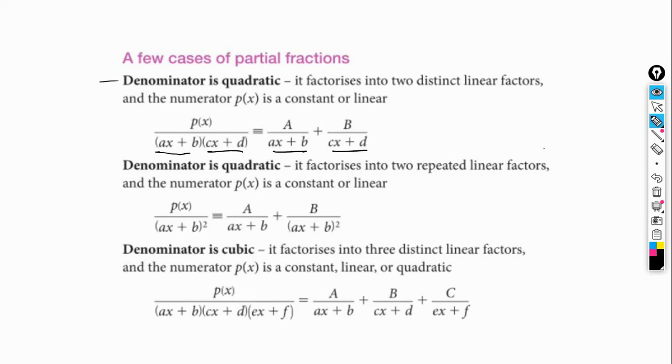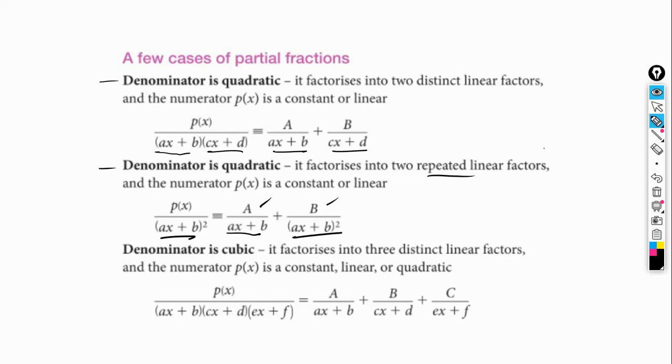Then we also saw the case where the denominator is quadratic, but it factorizes into repeated linear factors. And then you can see that that can be split into this here. You have this expression where you repeat the squared factor that you had in the denominator, but you also have to take into consideration the other case where it might just be linear. And then again, we solve for A and B.